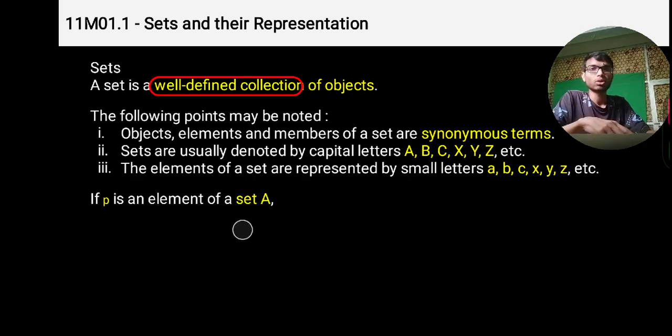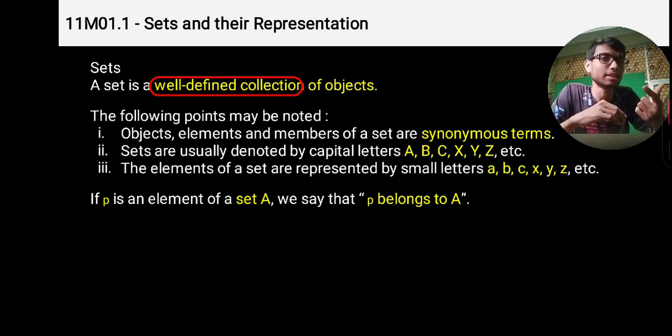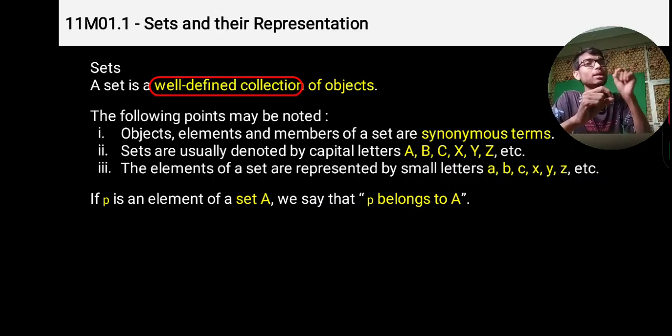If p is an element of a set A, which means in the set there is one element which is p, now we say that p belongs to A because p is in set A. That's why we can say p belongs to set A. Just as you say I belong to this area, I belong to this country, same here, p belongs to a particular set. You can say that p belongs to A.